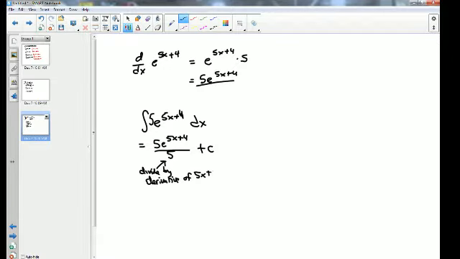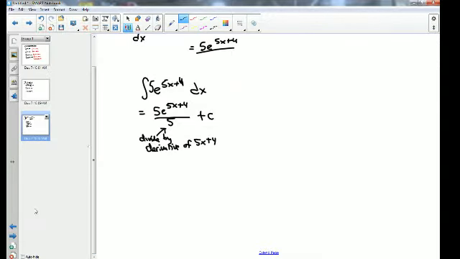What would happen if it was like 5x squared plus 4x? We'll get to that later, much later. There are ways to deal with it. One of them is called a calculator. And the other one's called substitution or integration by parts.